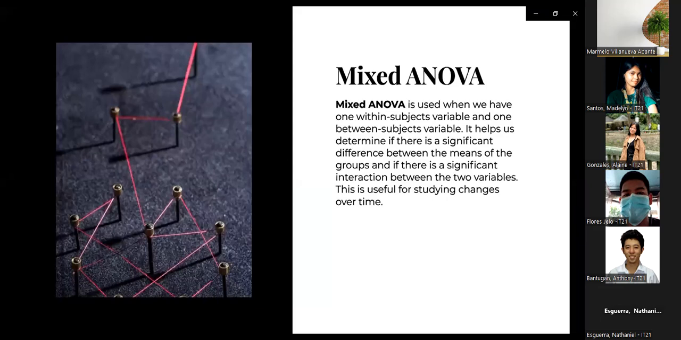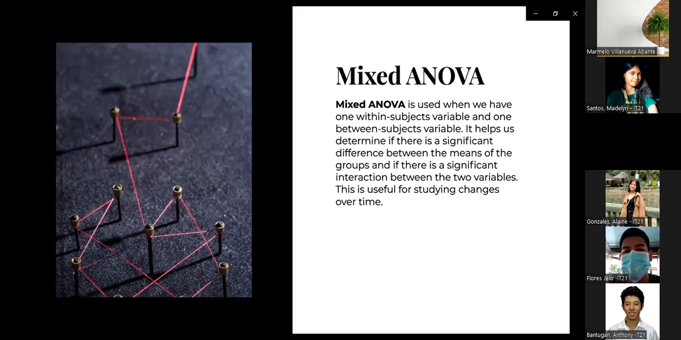Mixed ANOVA. Mixed ANOVA is used when we have one within-subjects variable and one between-subjects variable. It helps us determine if there is a significant difference between the means of the groups and if there is a significant interaction between two variables. This is useful for studying changes over time.